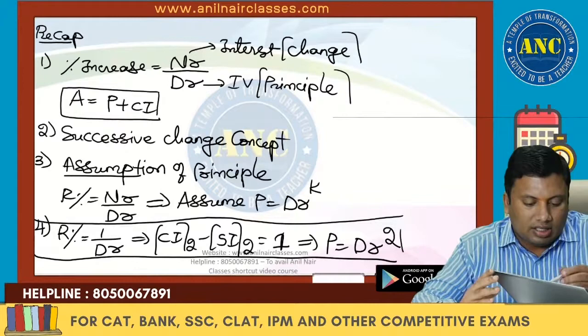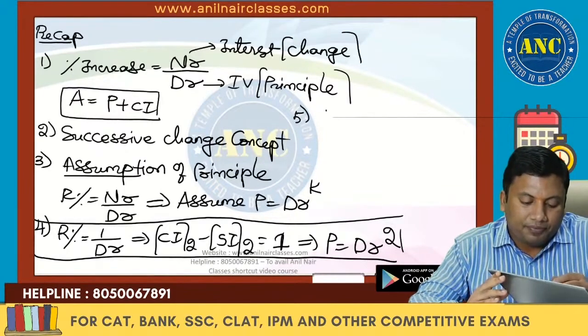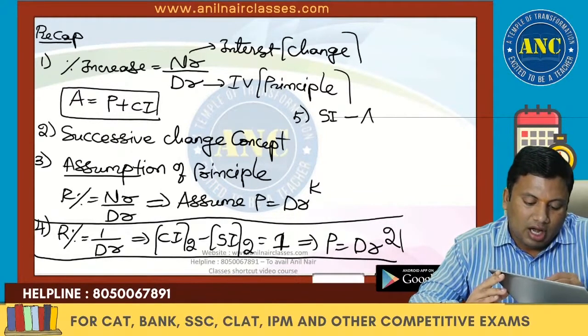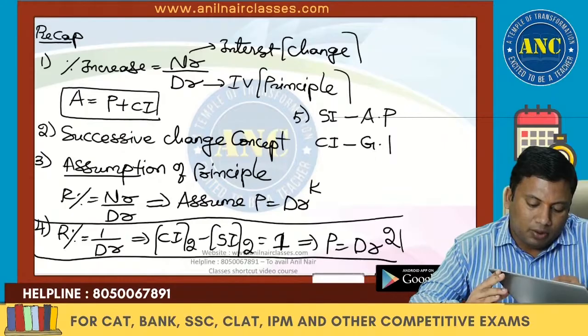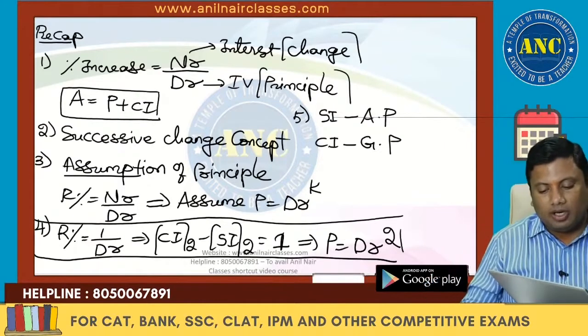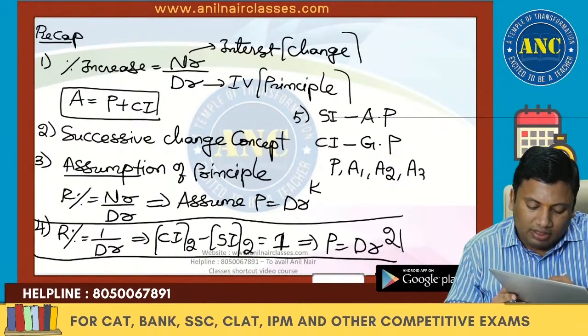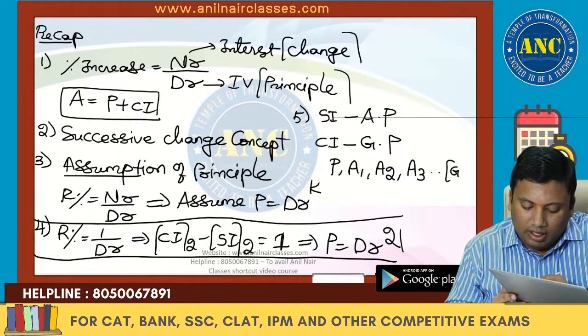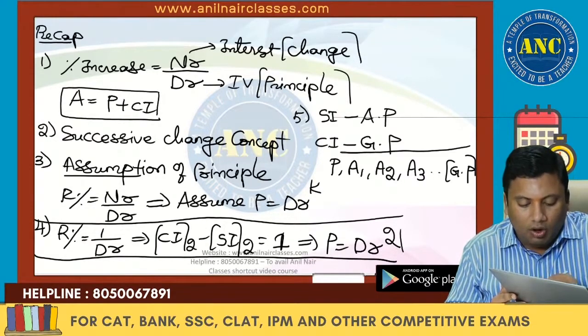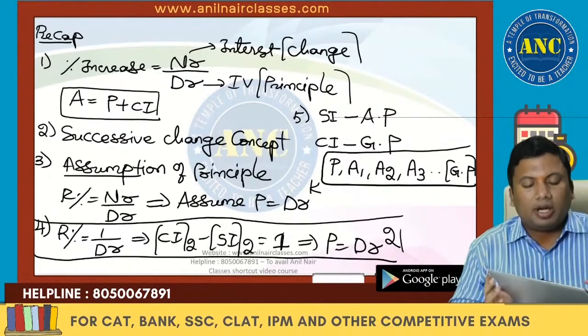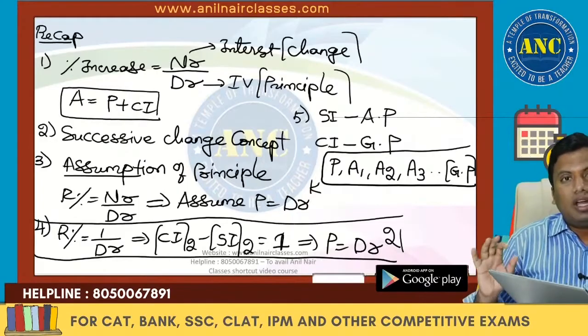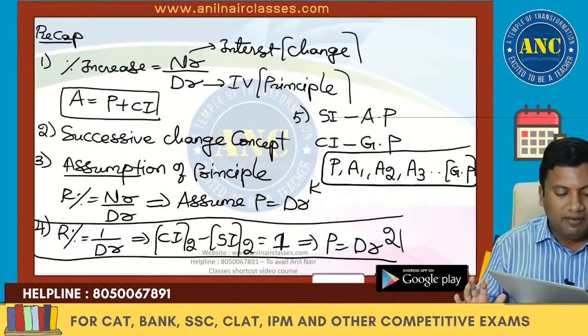Another concept which we discussed is that SI follows arithmetic progression and CI follows geometric progression. Principal, amount at the end of first year, amount at the end of second year, third year, all these will be in geometric progression. These are some of the key points that we discussed in the previous class.